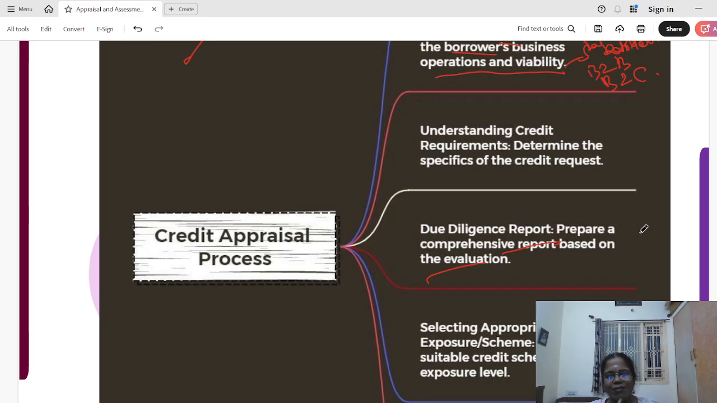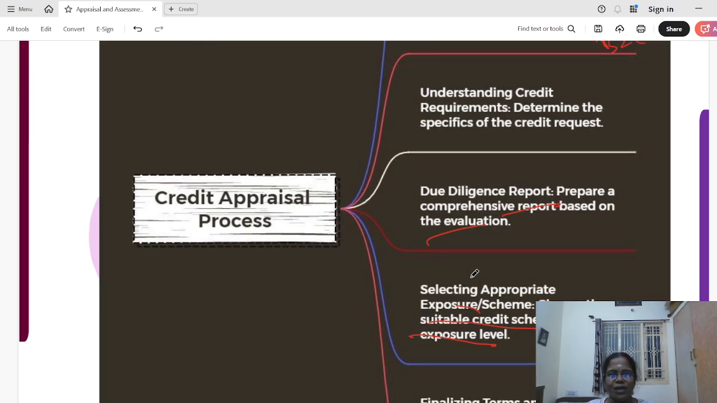Then the evaluation team has to appraise the scheme, select the appropriate exposure scheme, and choose the most suitable credit scheme or exposure level. So this team has to appraise the customer's case. Once the appraisal is done, they can suggest to the customer which kind of loan is suitable for them, what the credit scheme is, or how much loan amount will be sanctioned to them.